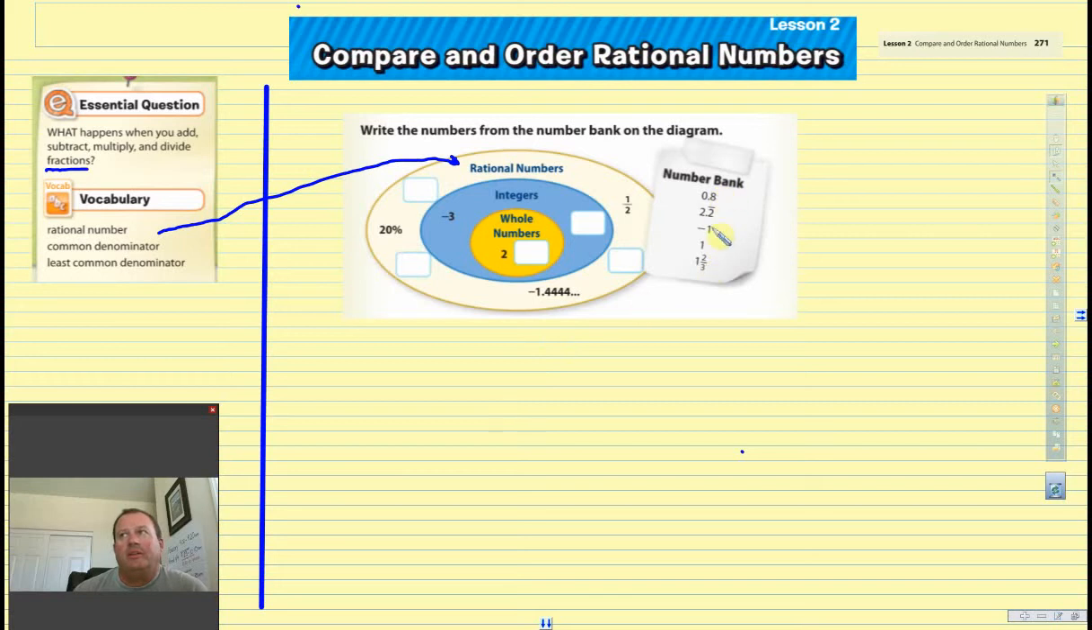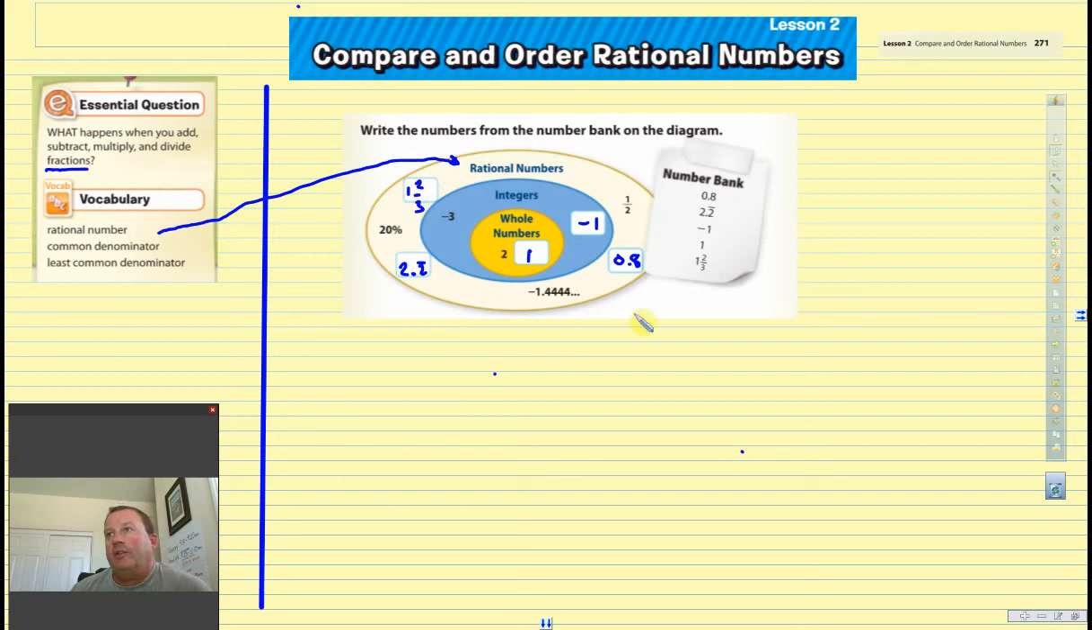So if I go through my list here, 0.8, you probably guessed it, it's probably going to be a rational number. 2.2, continuing on forever, rational. -1 is integer. Whole number, 1. And 1 2/3, what do you think? Yeah, that's also going to be rational.